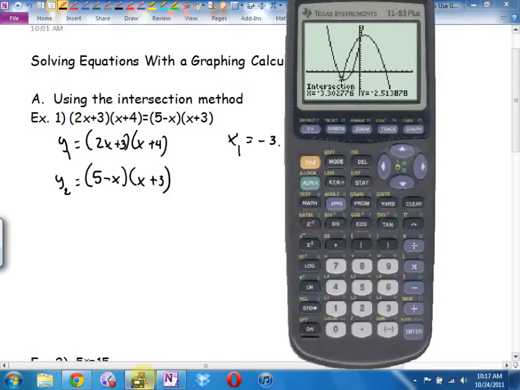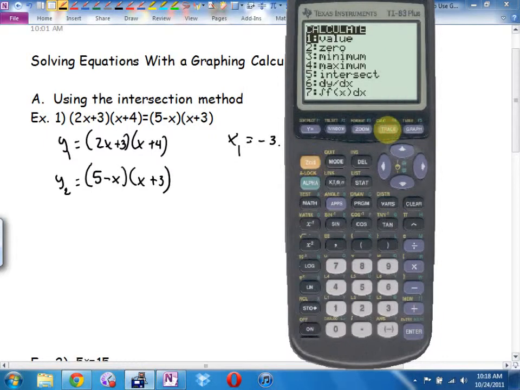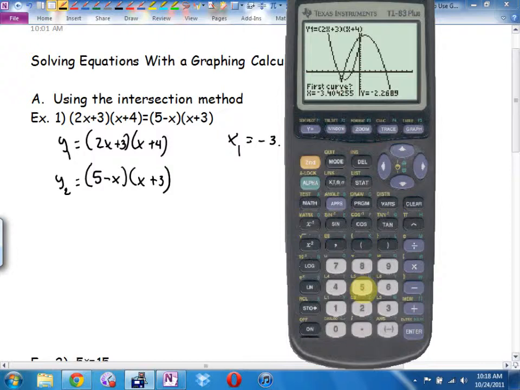Let's find the second one. We have to do this whole procedure over again. Second function, calculate. Second function, trace. Intersection. First curve, enter. Second curve, enter. Guess. Now I'll go right arrow until I'm close to where they cross over there. About there. As long as I'm fairly close, it'll find it. Enter.